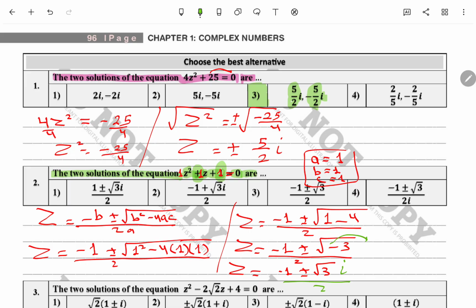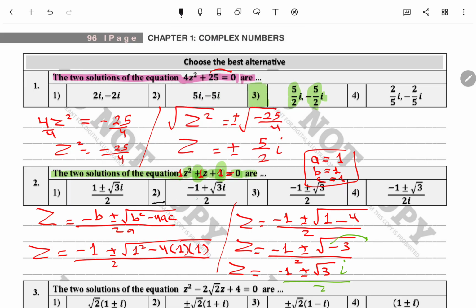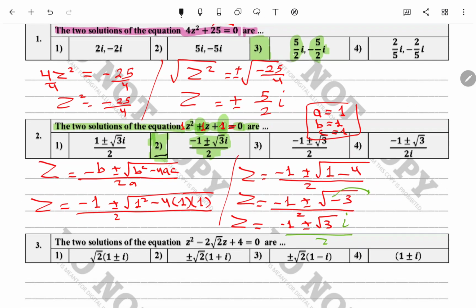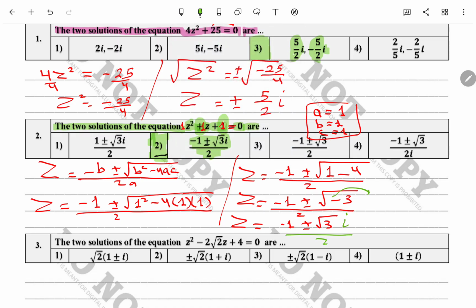So you can choose the second choice, which is negative 1 plus and minus root 3 i over 2. In the third question, the two solutions of the equation z squared minus 2 root of 2 z plus 4 equal to 0 are.